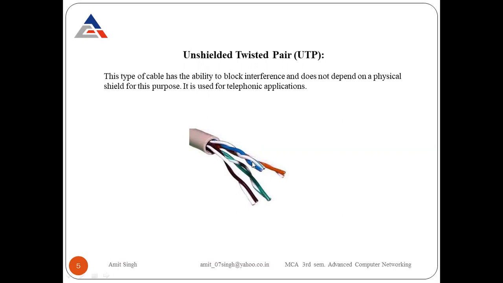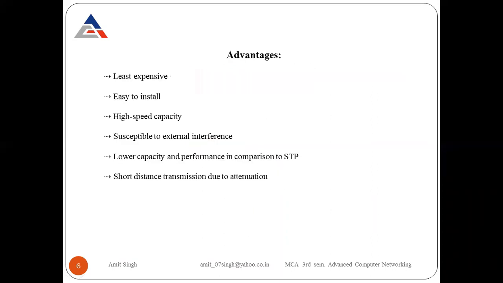The first form is unshielded. Unshielded means there is no shield over the wires. Basically, the shield is used to protect the wires from external noise, and this type of wire can normally be used in telephonic applications. Whenever we are using telephonic applications, or whenever telephone networks are established, they can use the unshielded twisted pair.